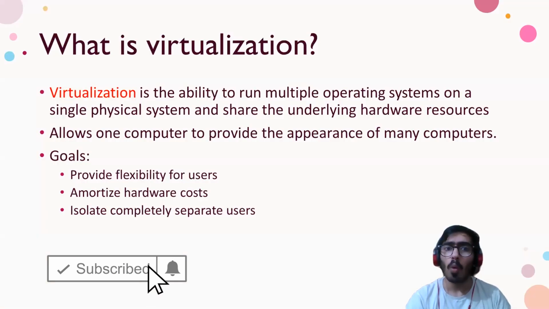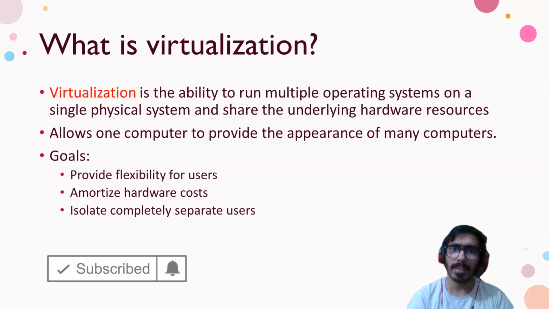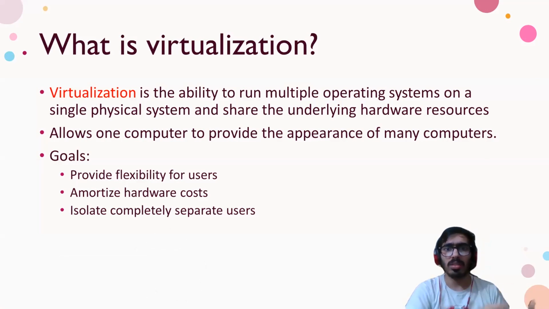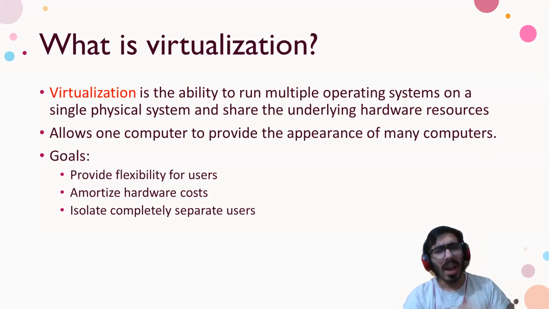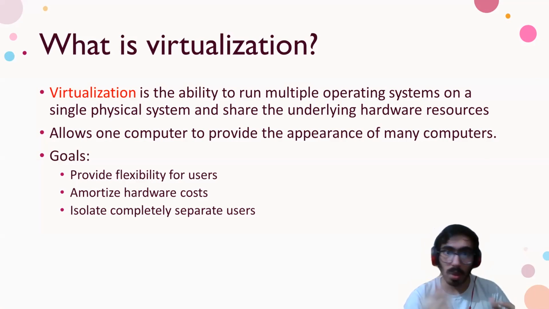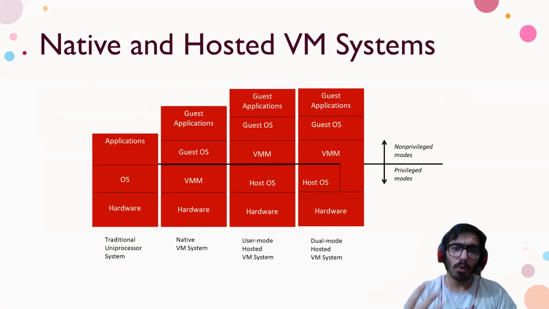So, what is virtualization? It's the ability to run many operating systems on the same hardware. Now, why do we need virtualization? Well, one, it provides flexibility for users, it reduces hardware costs, and it completely isolates these different users. There are four kinds of VM systems that we can use for virtualization.